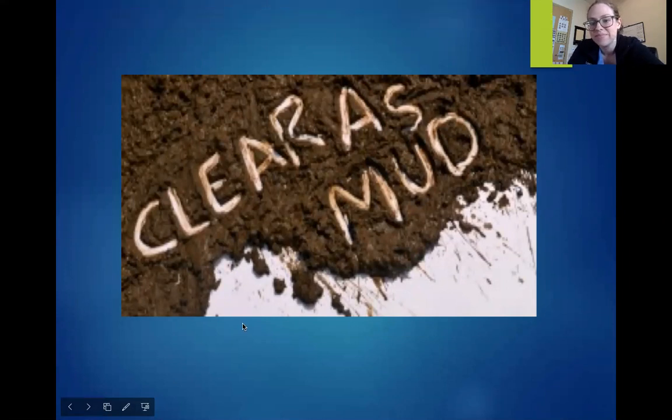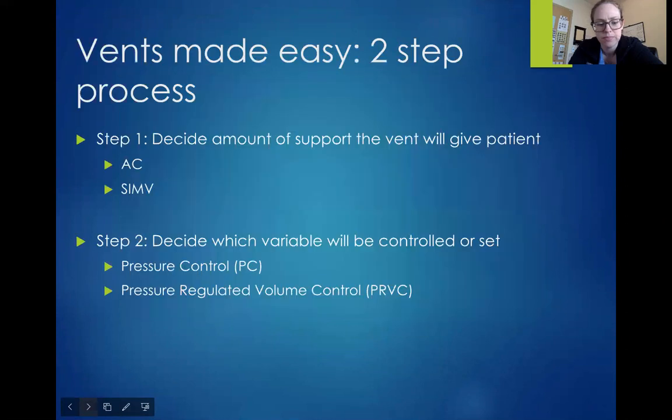Stop me if you have questions. So I'm going to try and break it down a little bit easier for you guys. So two-step process. Step one, you're going to decide the amount of support the vent will give the patient, either assist control or SIMV. Remember, in assist control, it's more support and control. Every breath, whether mechanical or spontaneous, with this patient trigger, results in a fully supported breath.